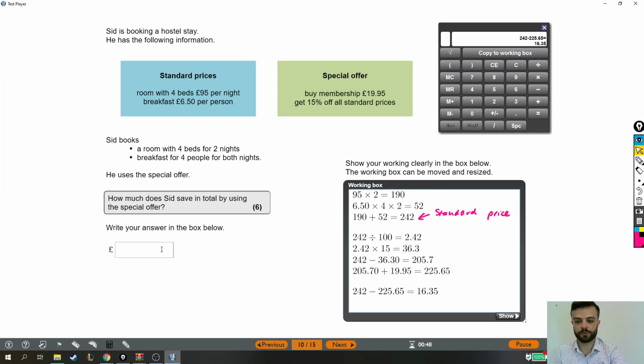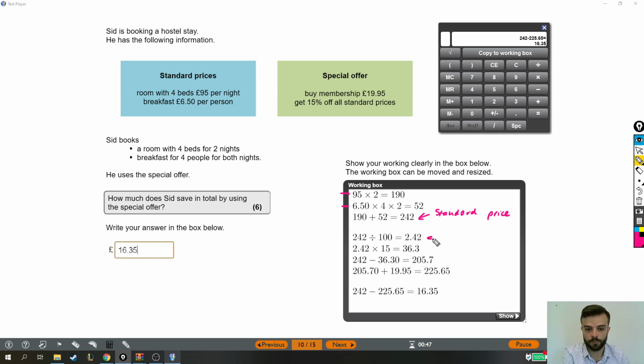So, we've got the answer now. How much does he save? He saves £16.35. Let's have another quick recap of everything we did there, because we did quite a lot. First, to get the standard price, it's £95 per night for the room with 4 beds, and we need it for 2 nights, so that's why it's £190 for the rooms. It is then £6.50 for breakfast per person. We have 4 people for 2 nights, so we times that lot together to work out that the breakfasts are going to cost £52. So altogether, the standard price would be £190 for the beds, plus the £52 for the breakfasts, which is £242.